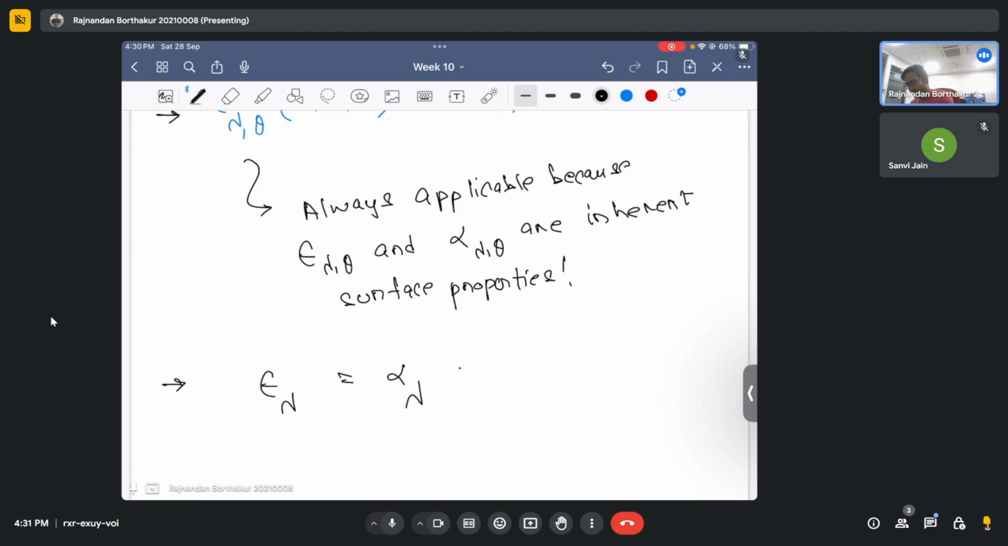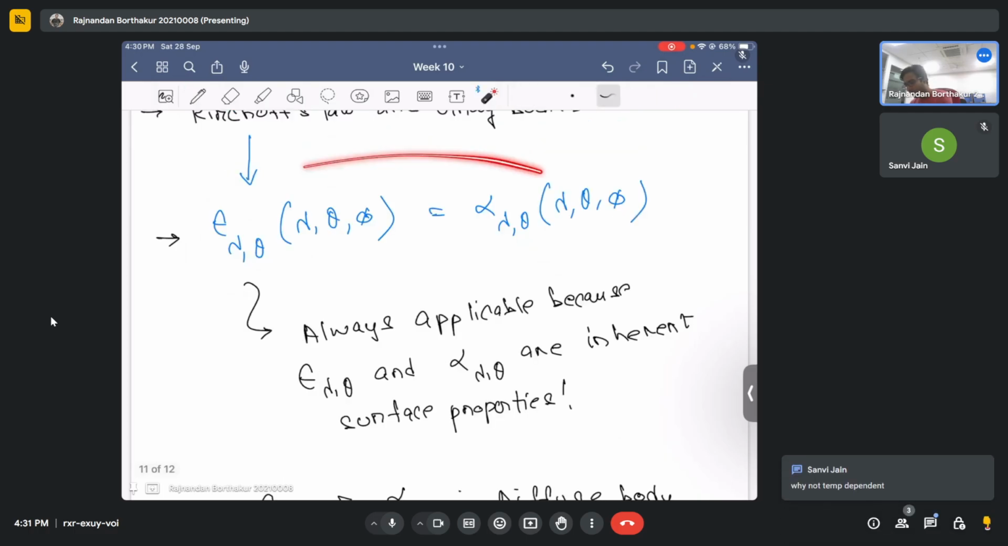Typically, because I now have a diffuse body. This is one assumption that we have just considered. Okay. So as I said, this is the most fundamental form of Kirchhoff's law. Why not temperature dependent? Actually, it is temperature dependent. But I'll tell you why it's not written.